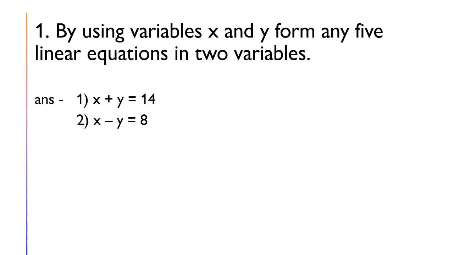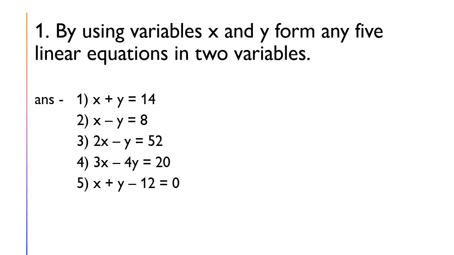Then I've added a coefficient to x, so 2x minus y is equal to 52, 3x minus 4y is equal to 20, and x plus y minus 12 is equal to 0. You can form equations in your own way, but see to it that you're using both the variables, separating them by either a plus or minus sign, and that the highest power is 1. So you can write the equations of your own choice.